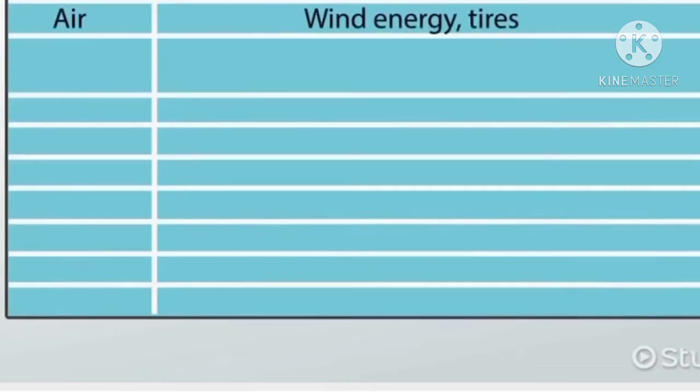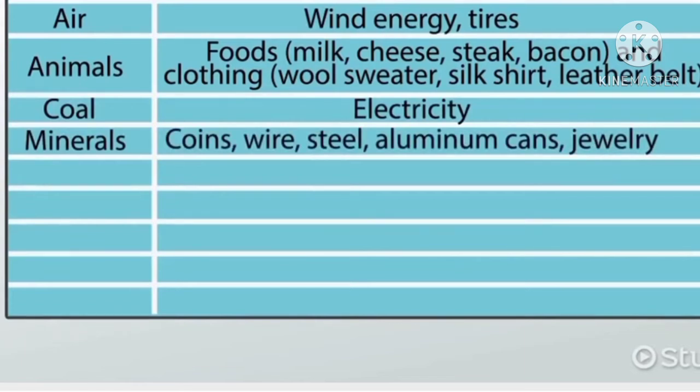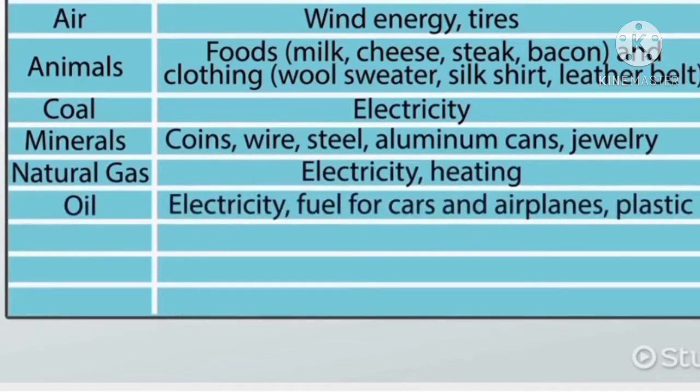Okay, the natural resources we have: air, wind energy used for tires, animals, they are a source of food. We get milk, cheese, bacon, and clothing. We have wool sweater, silk shirt, leather belts. Then coal is used to generate electricity. We have minerals used in making coins, wire, steel, aluminium cans, jewelry. Then we have natural gas used for electricity and heating.